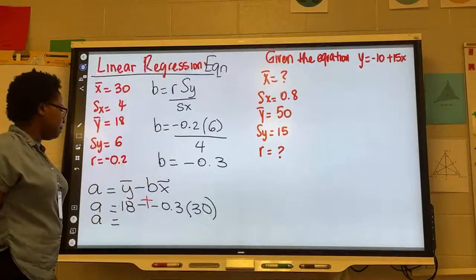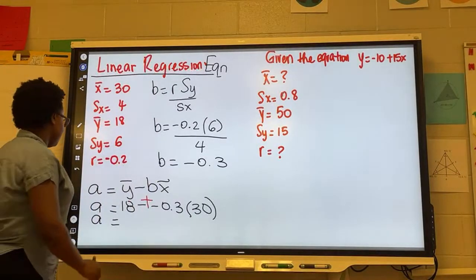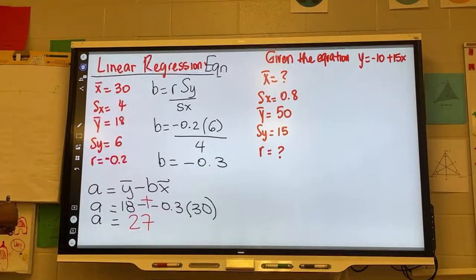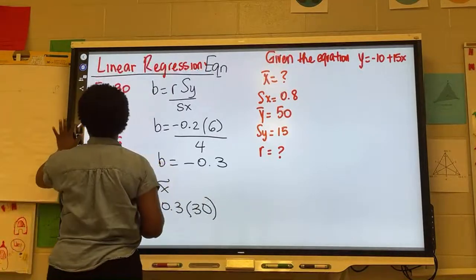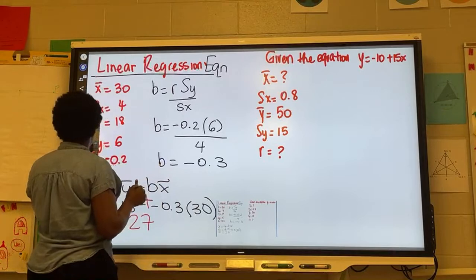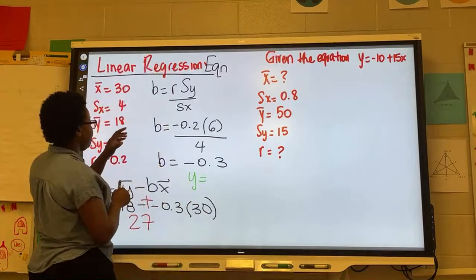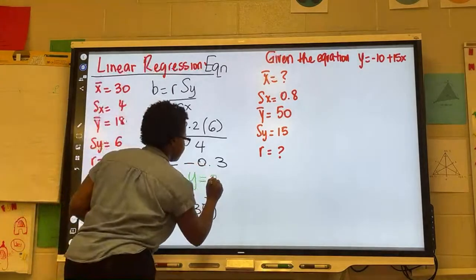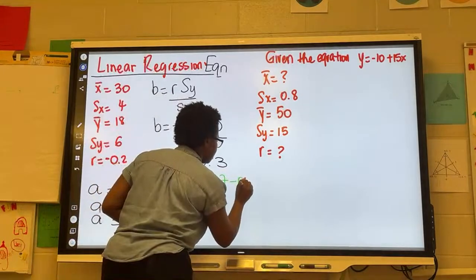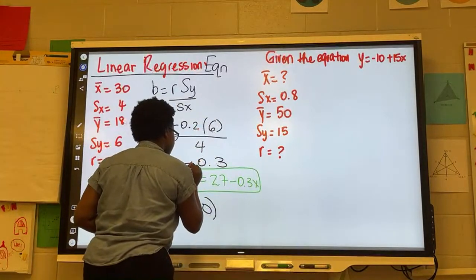So what is 18 plus 0.3 times 30? 27. So A is equal to 27. For our equation, I'm going to put it right here. Let's see if you can change the color to something you can see. So we're going to say y is equal to A, 27, plus, in this case, negative 0.3, x. And that's the equation of y hat.